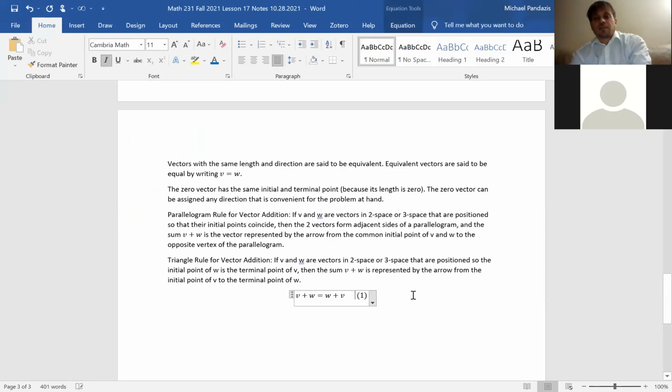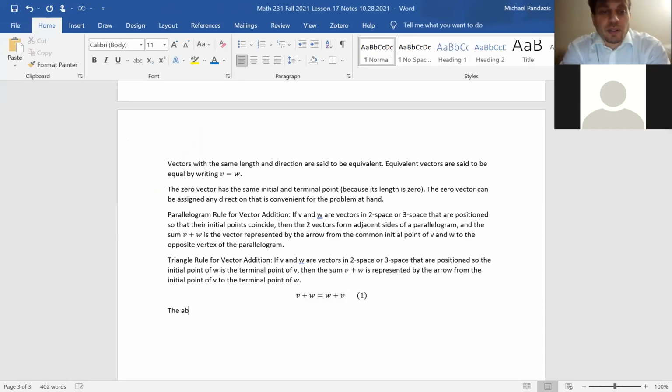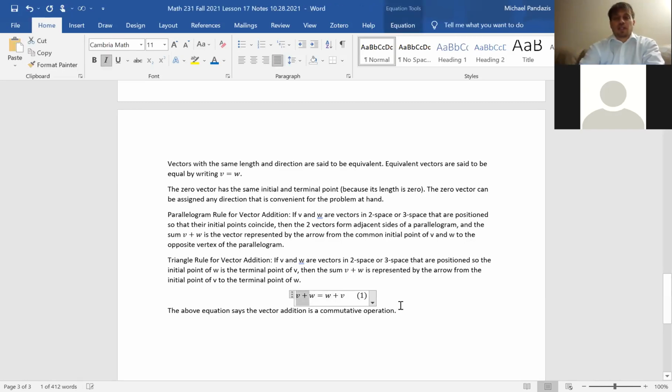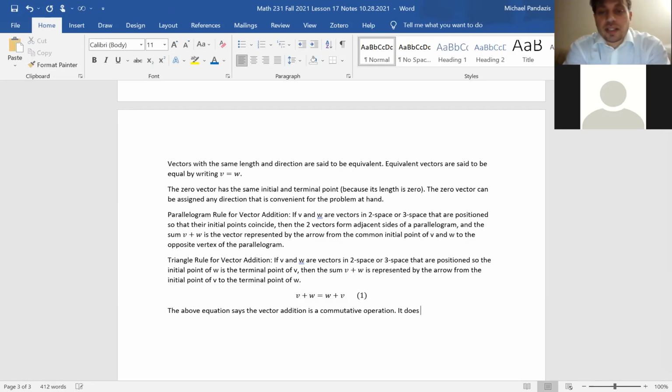So the above equation says that vector addition is a commutative operation. It doesn't matter the order that you add. It does not matter which vector comes first. V plus W equals W plus V. That's called commutativity of vector addition.